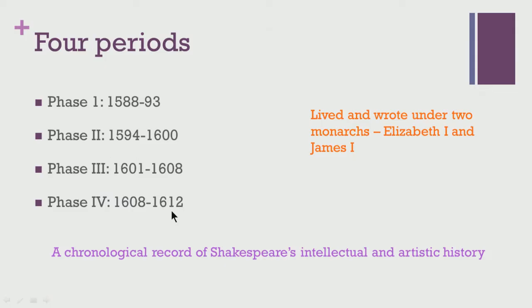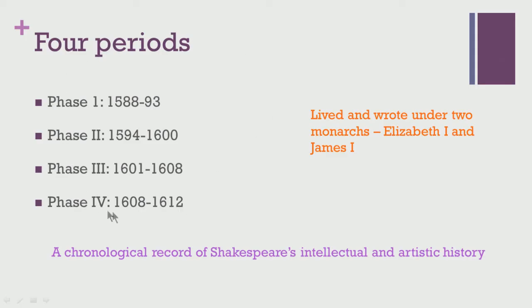Apart from this thematic classification, critics generally divide Shakespeare's plays into 4 major periods. The first phase is from 1588 to 93, the second from 1594 to 1600, the third from 1601 to 1608 and phase 4 from 1608 to 1612.